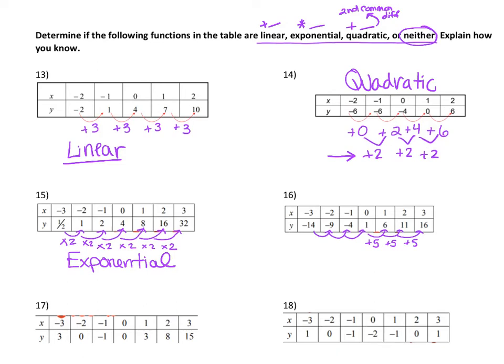Let me make sure it works for the other half. So in my calculator, I'm going to do negative 14 plus 5. And I do get negative 9. I'm going to do negative 9 plus 5, and I do get negative 4. And then negative 4 plus 5, and I get 1. So since I'm adding each time, I know this is a linear function.